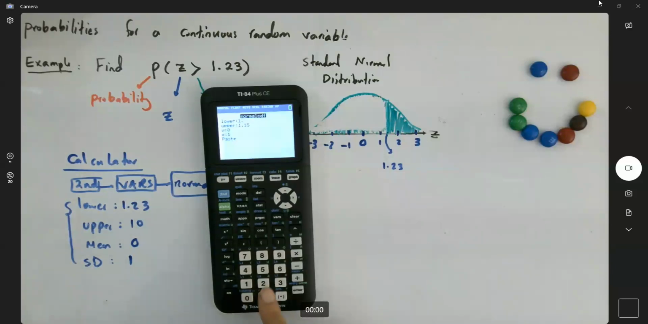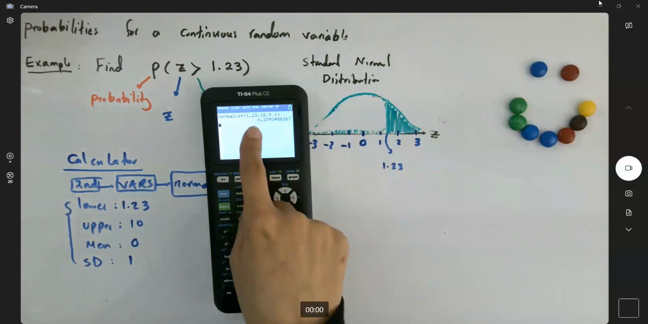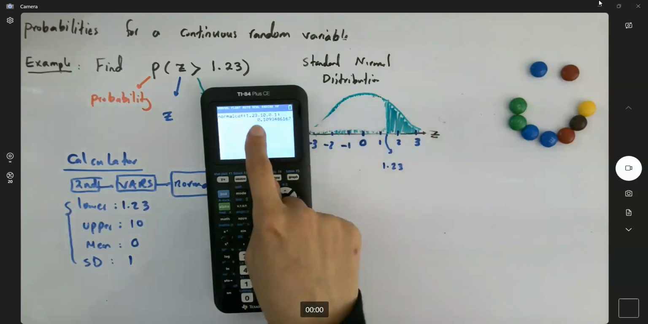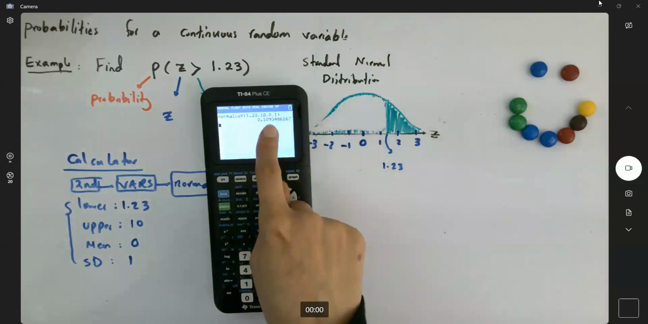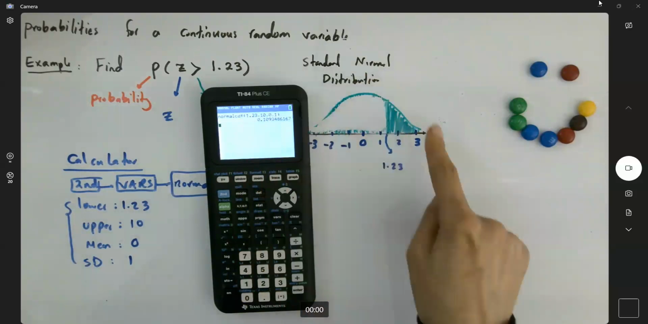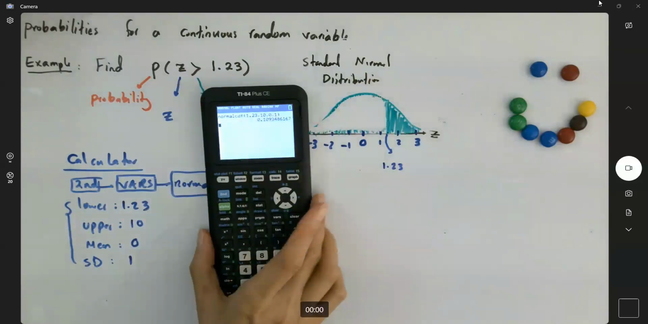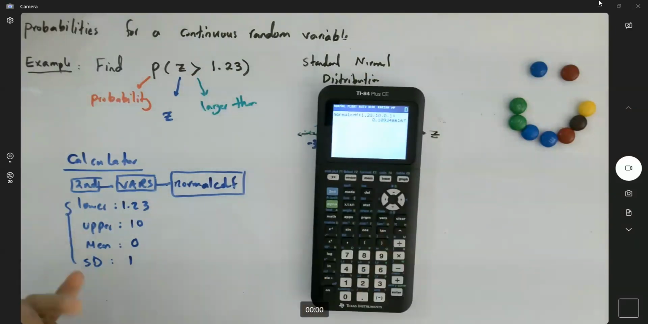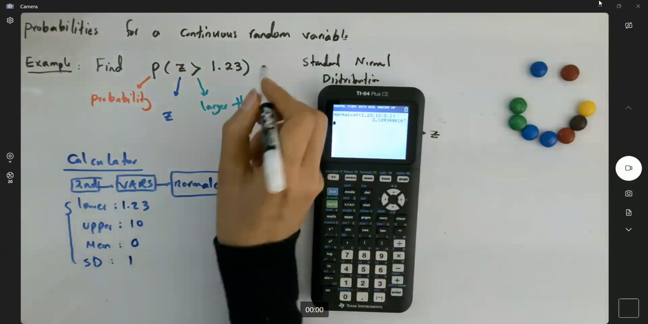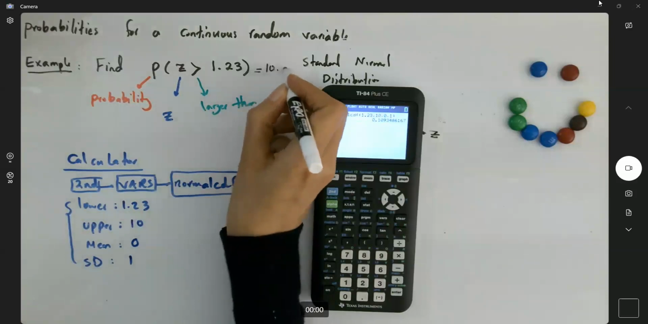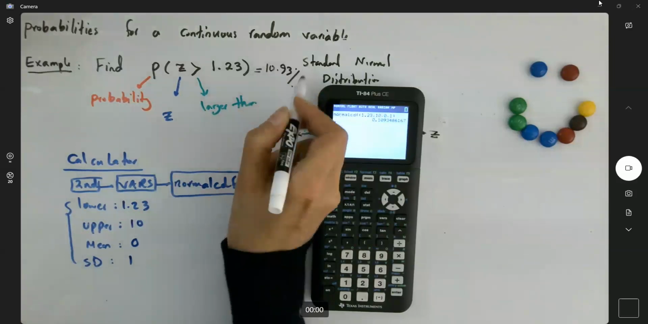Let's enter. So 1.23, upper limit 10, mean is 0, standard deviation is 1. Paste to find the probability. Hey, it says this area is 0.1093 or 10.93% of 100% is on the right hand side of 1.23. Okay, perfect. So this probability is 10.93%.